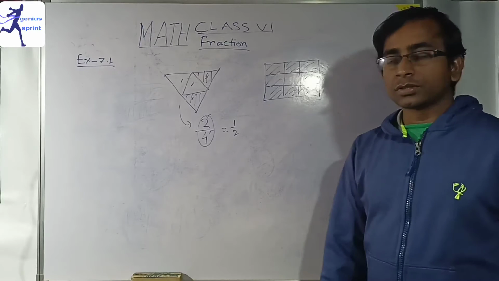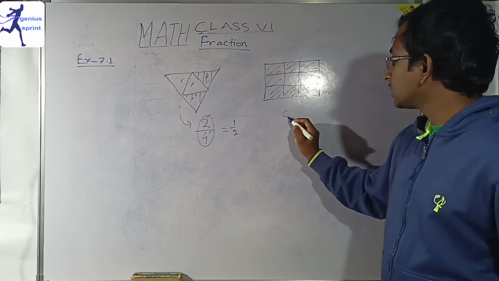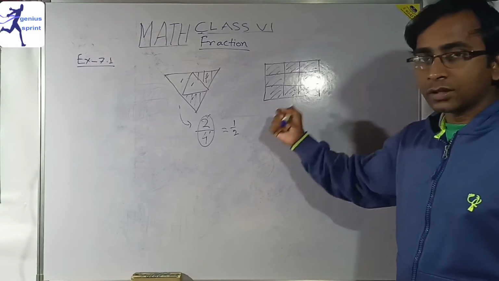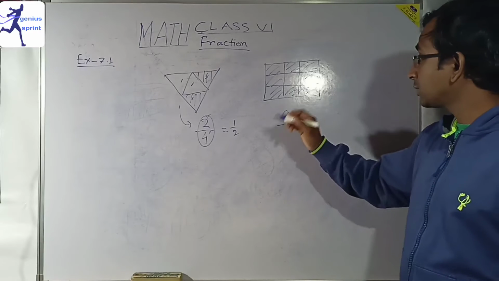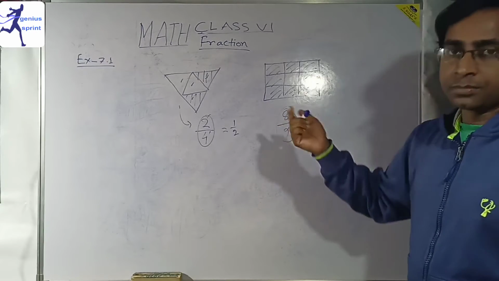So how many portions are shaded there? 1 2 3 4 5 6 7 8. So 8 portions are shaded, so 8 should be the numerator. And how many total sections are there? 9 sections are there. So 8 upon 9 is the shaded portion of it.